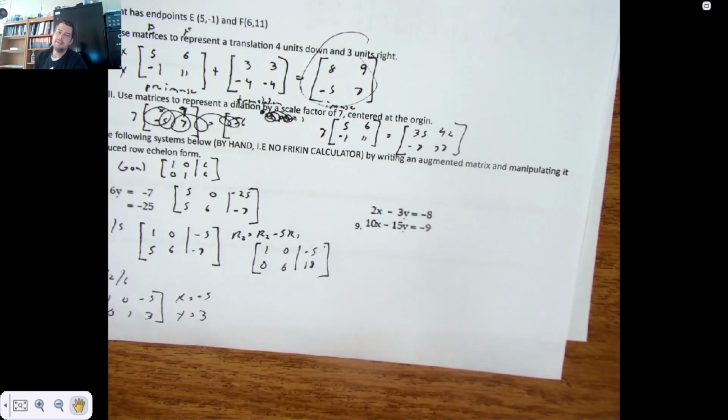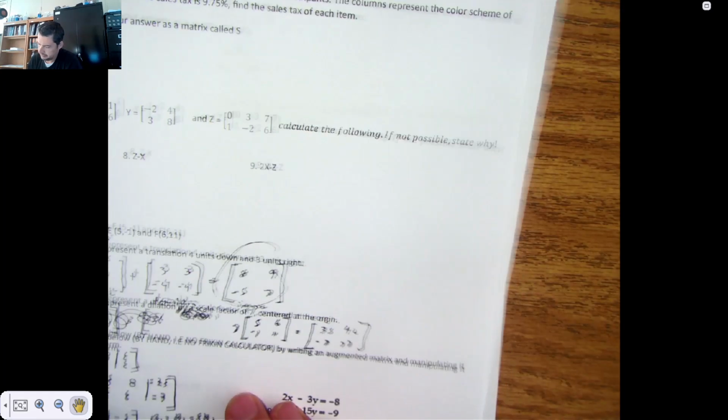Row operations is basically the elimination method. That's what it is. It's the elimination method without doing substitution. It's easy to program too. You know, your calculator's got that RREF thing on it.